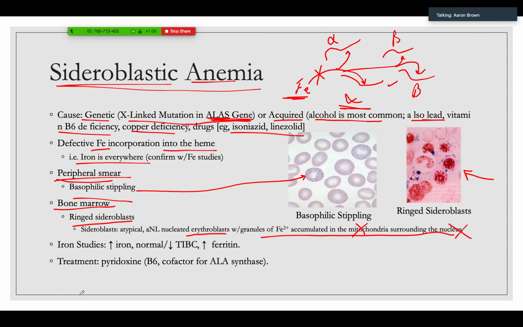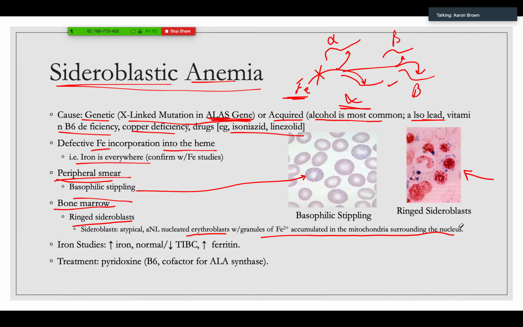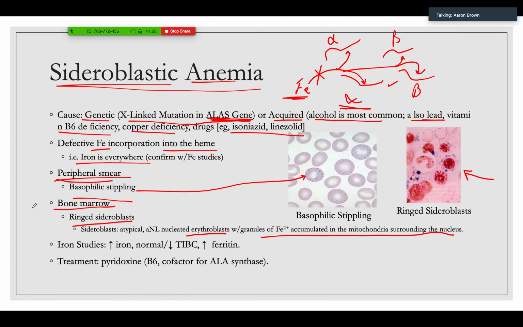That's one of the first signs that something's abnormal: we're going to see all of these baby red blood cells with a bunch of iron accumulating in the cell itself. However, this is only seen in the bone marrow. Only seen in the bone marrow.